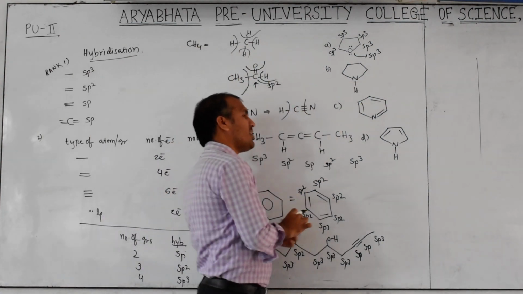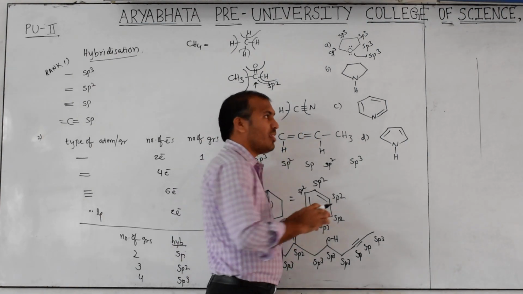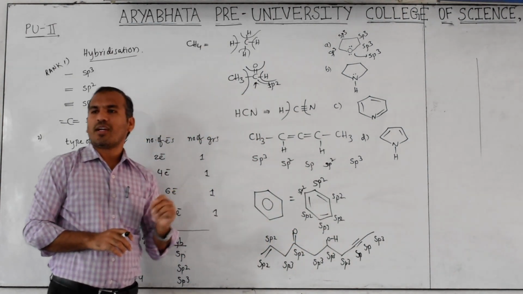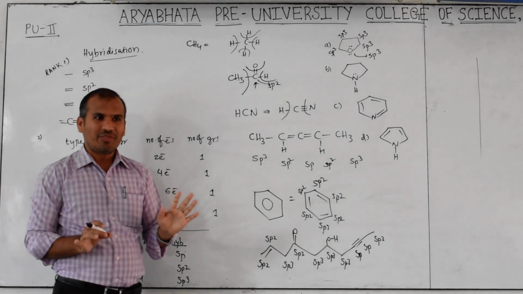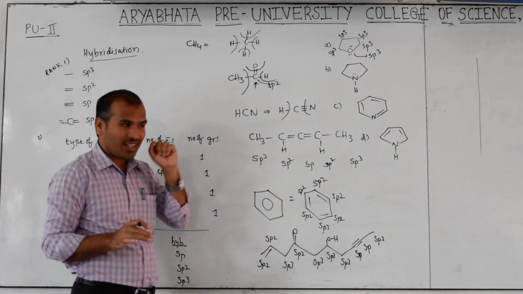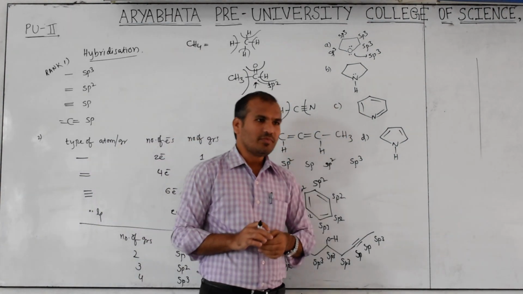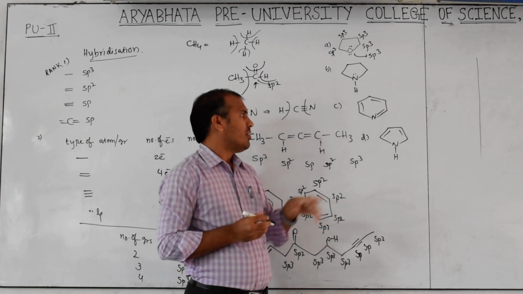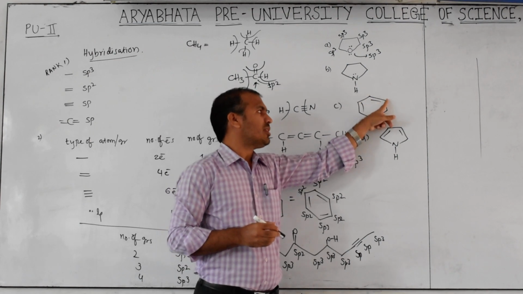sp3. Otherwise, what is nitrogen's valence? 3, along with one lone pair present. Then with the lone pair, how many groups are there? 4. Four means what? Don't get confused now. The concept remains the same, but some exceptions are there. For that exception I have given one more example here. Now, tell each atom. sp2, sp2, sp2, sp2, sp2, sp2.